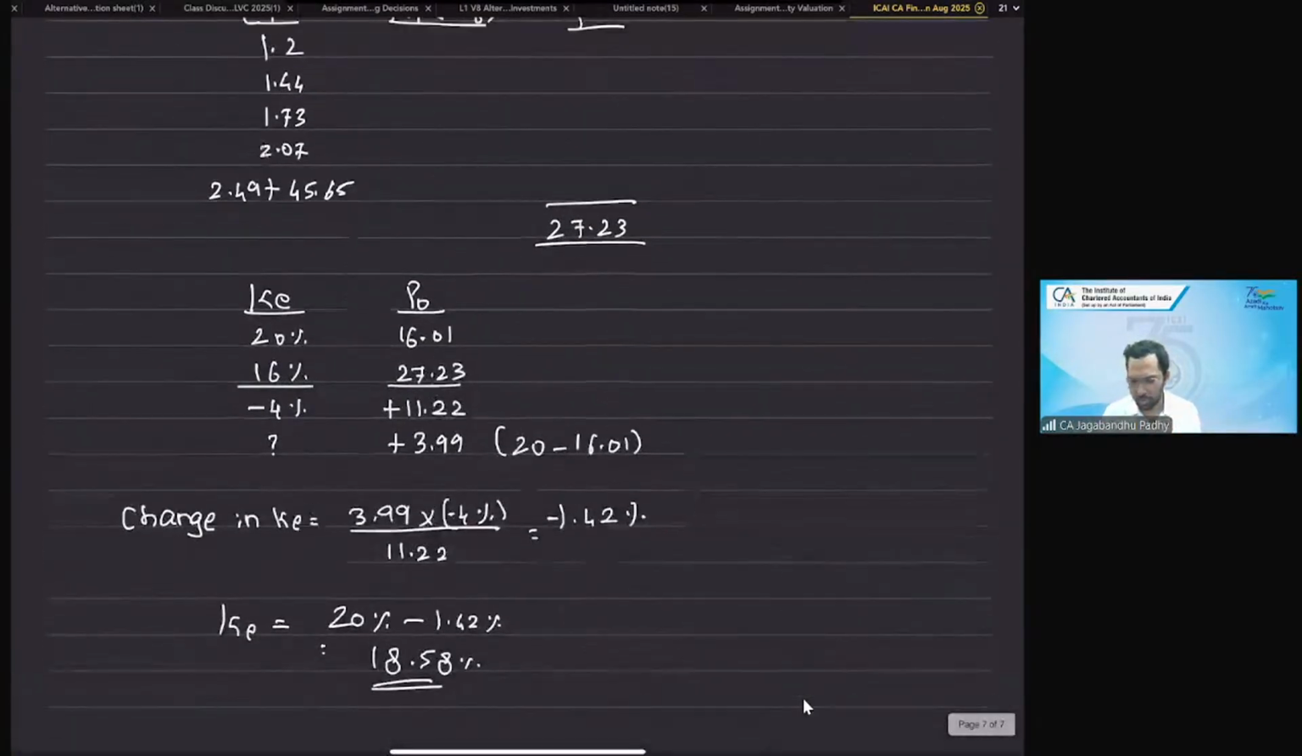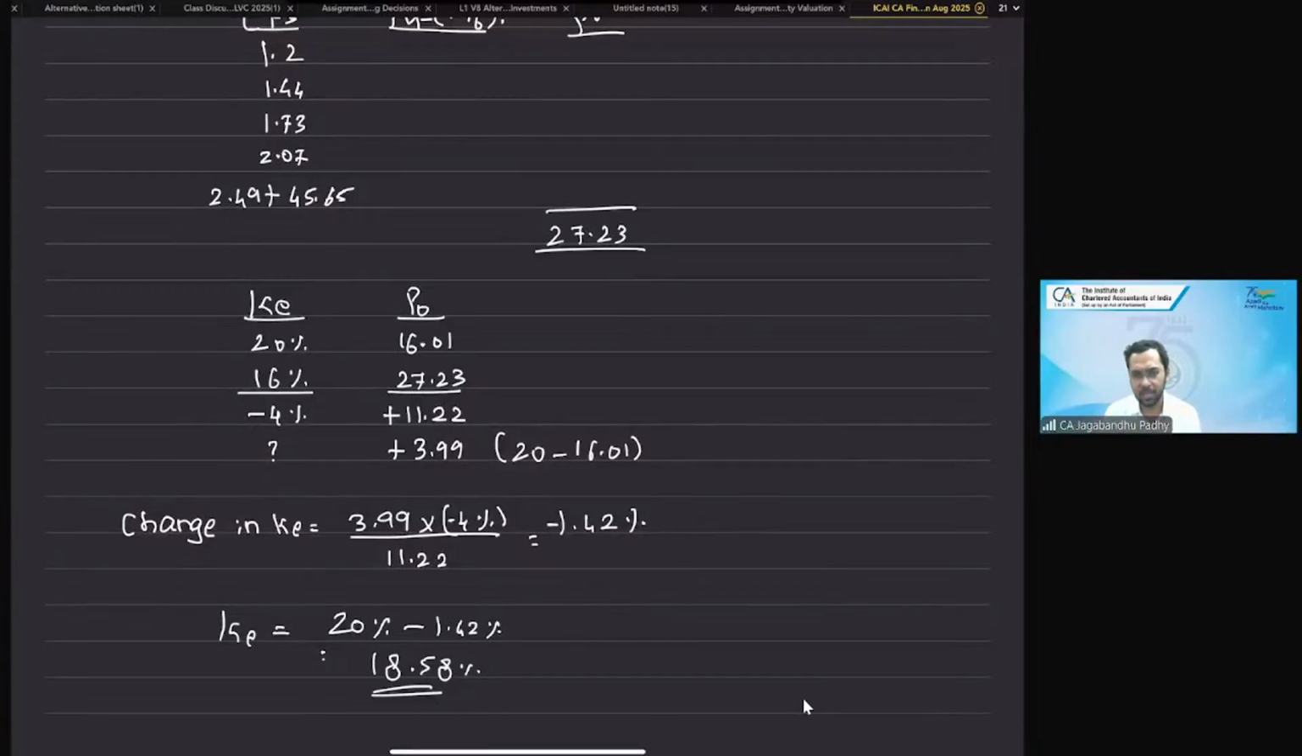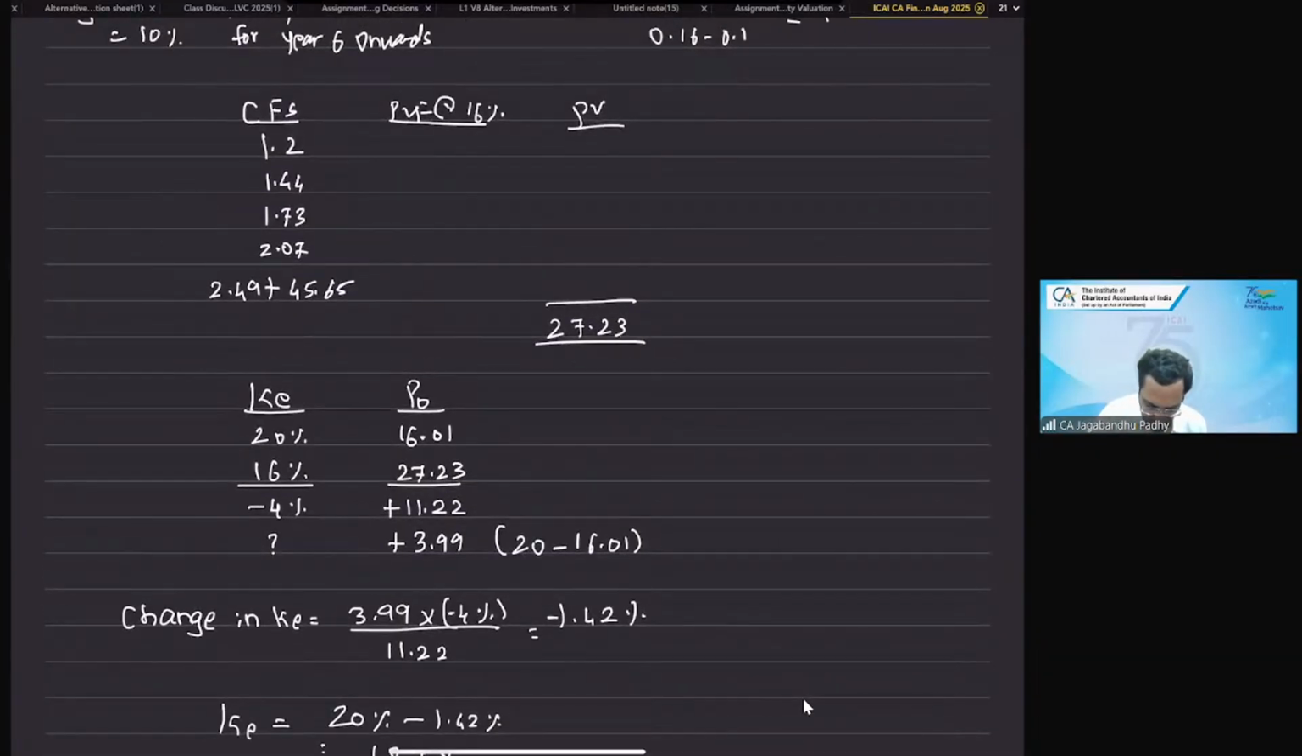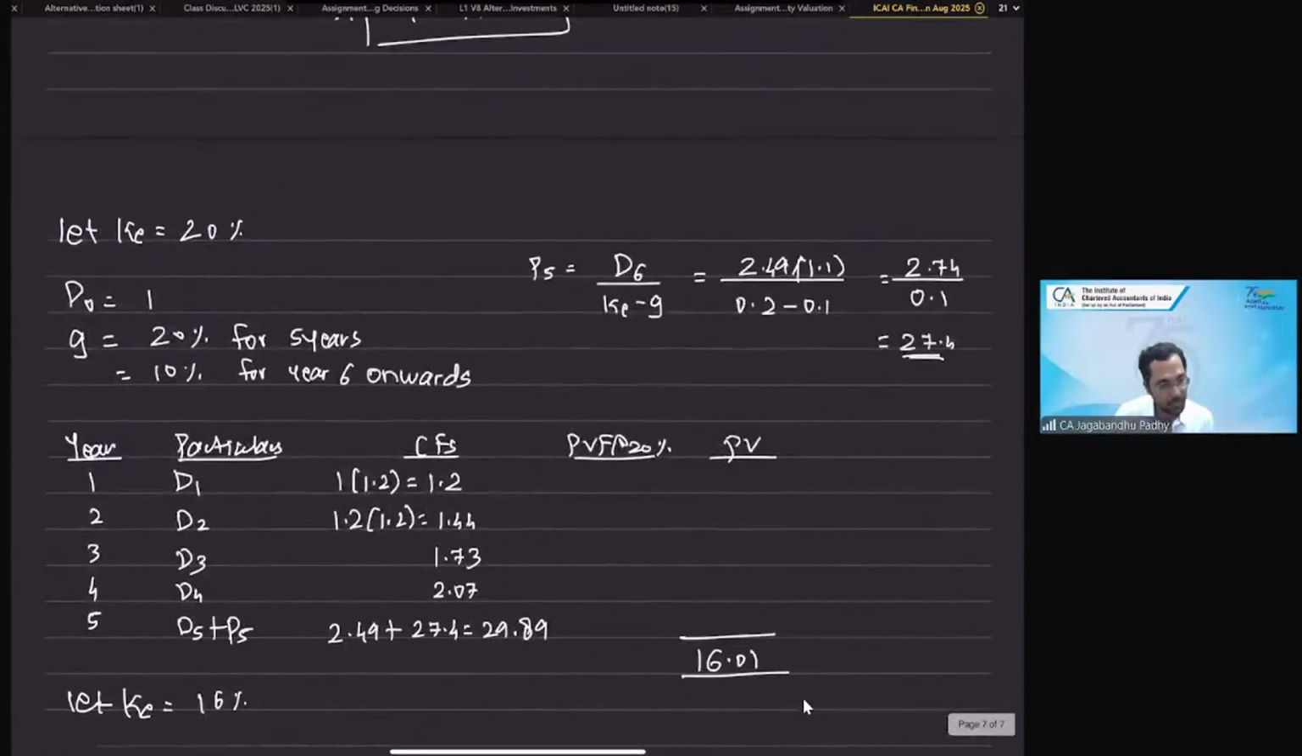And so you can also solve it by the IRR formula. It will also give you the same answer. Generally I don't use that IRR formula because it's quite messy to get the high value, low value, and then all those rates. You just need to use this 20%, 16.01, 16%, 27.23, substitute it, and you'll get the answer. No issues in that. Okay, so that was this particular question number 6.